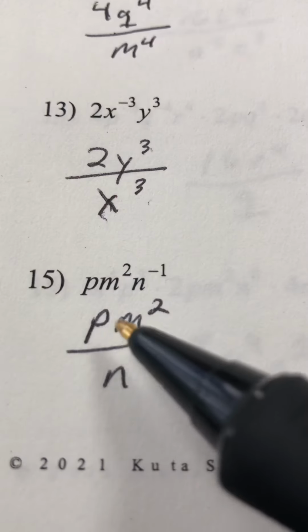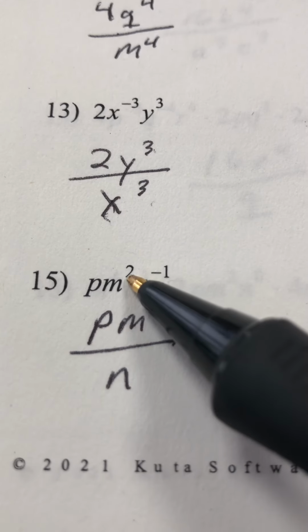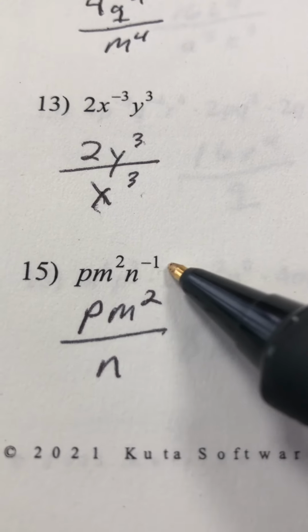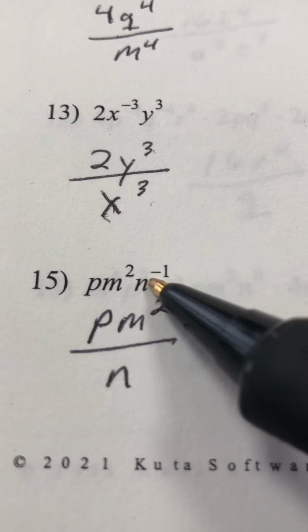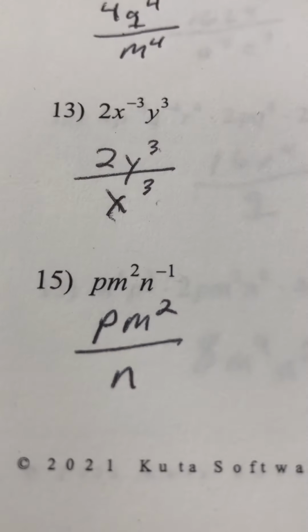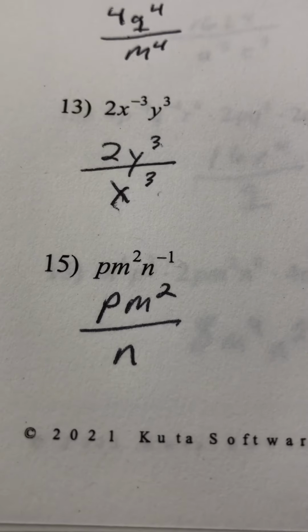And lastly, number 15, the p m squared stays up top, and going down to the denominator is n to the -1st, which just becomes n, which is n to the 1st.